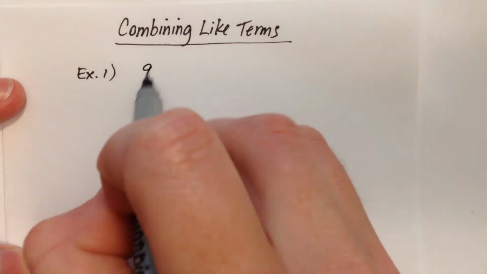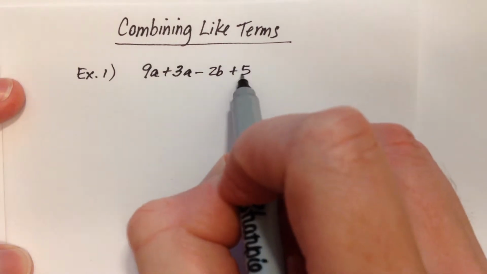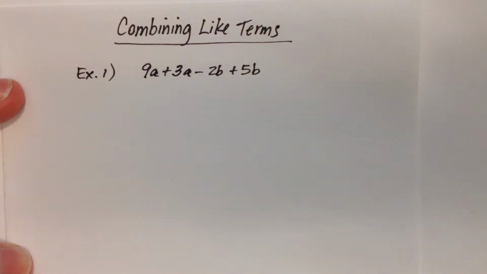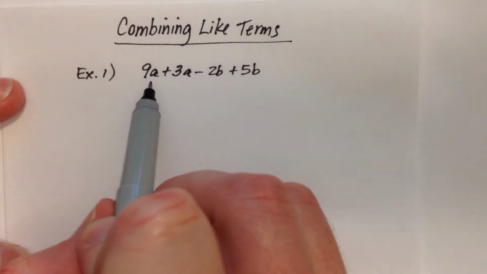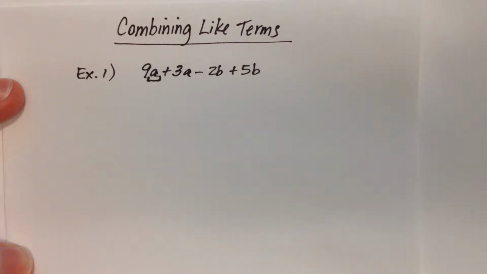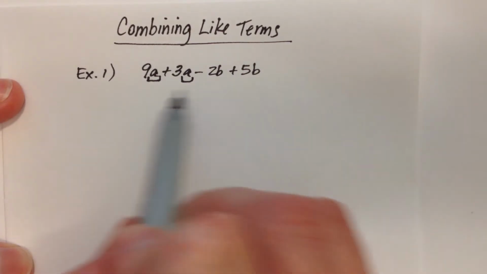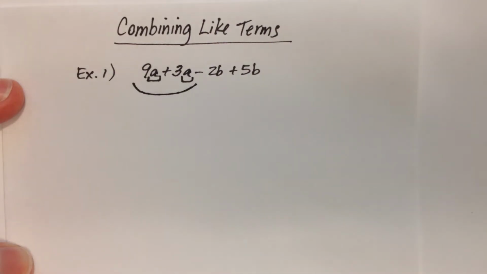If I have 9a plus 3a minus 2b plus 5b, okay, so I notice I've got some a's and I've got some b's in here, and I want to combine the like terms. Like terms have to have the same variable and the same exponent on those variables. So the first variable I see is an a, and it's a to the first power. So are there any more a's? Well, sure, here's an a right here. So are there any more a's? Well, nope, that's it. So here are all of the terms that include only an a. So we're going to consider those like terms, so we can combine them.